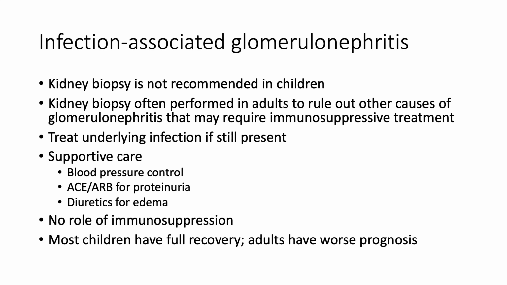And the treatment for infection-associated GN is supportive care and treating the underlying infection. So supportive care is blood pressure control. If they have a lot of proteinuria, you can use ACE and ARB for that. You can use diuretics if they have a lot of edema. There's really no role for immunosuppression in this case. Most children are going to have a full recovery. Unfortunately, adults often do have residual kidney disease and have a worse prognosis.